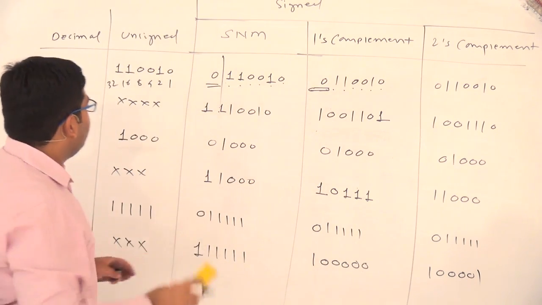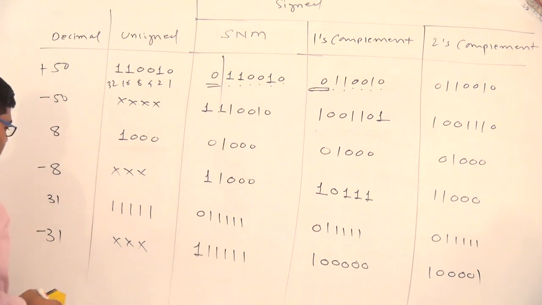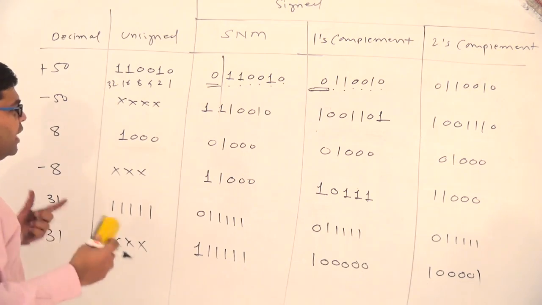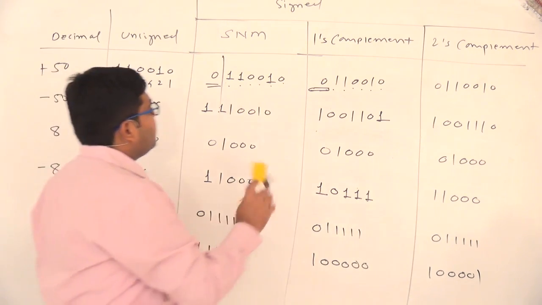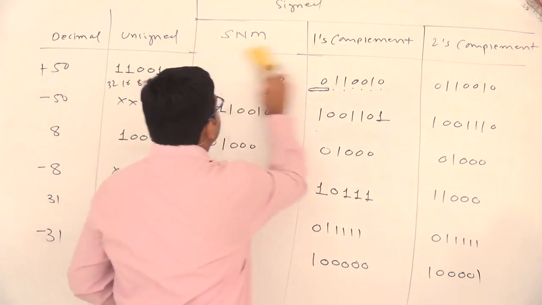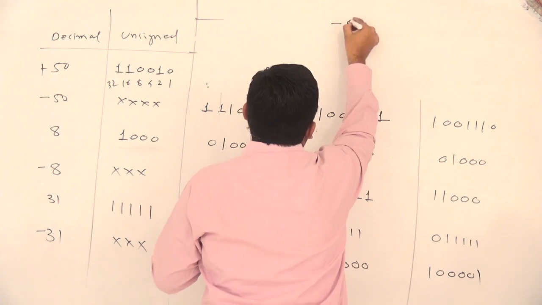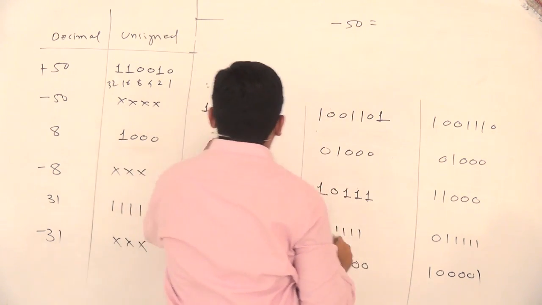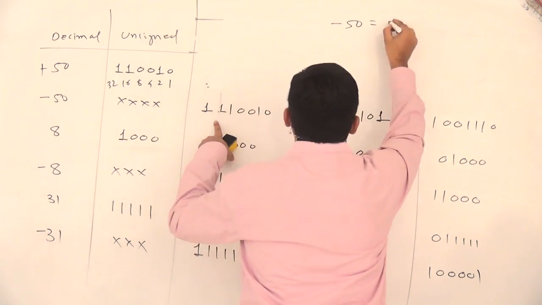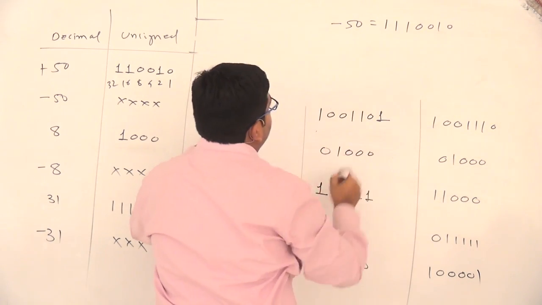Okay, what we will do, we will take a separate example and we will see what are the various place values in the different representations. So for that what I will do, we will copy minus 31, minus 8 and minus 50 and then we will see the next important concept. Okay. So let me write down all the values. Minus 50 is equal to 1 1 1 0 0 1 0 in sign and magnitude.